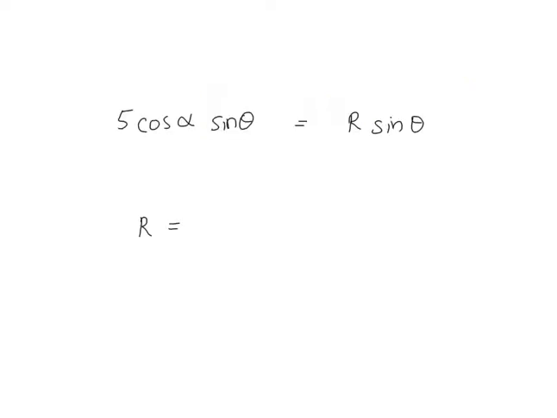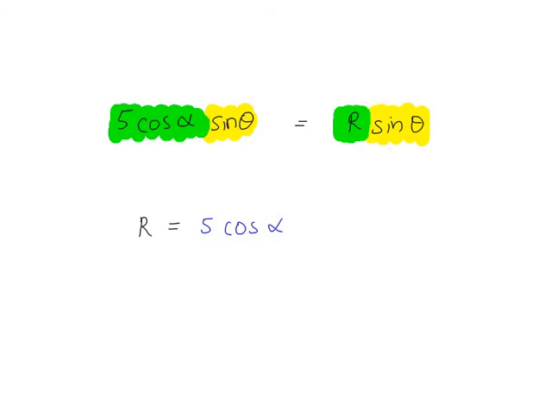Here we have a single term on each side, sine theta, sine theta. The coefficient of sine theta on the right hand side is r. The coefficient of sine theta, so whatever's multiplying the sine theta term, is 5 cos alpha. So that's telling us the r value is equal to 5 cos alpha.